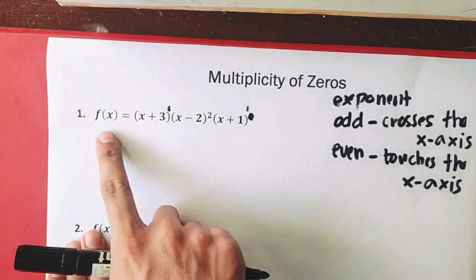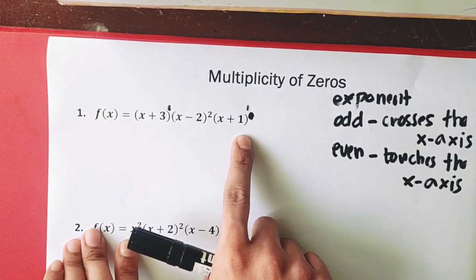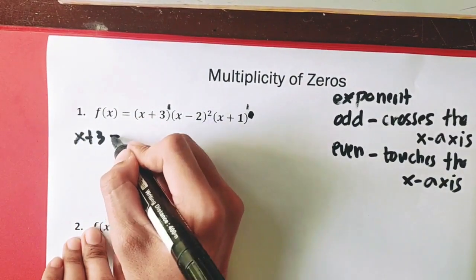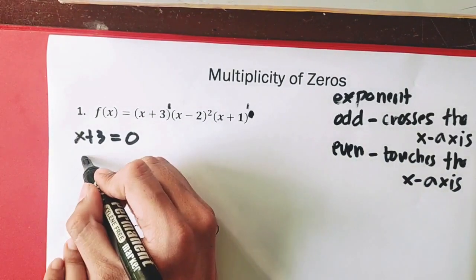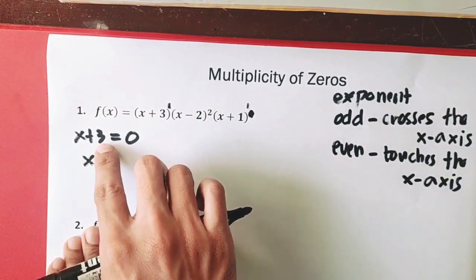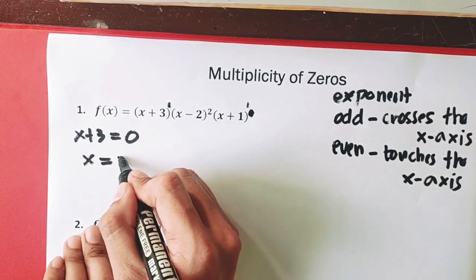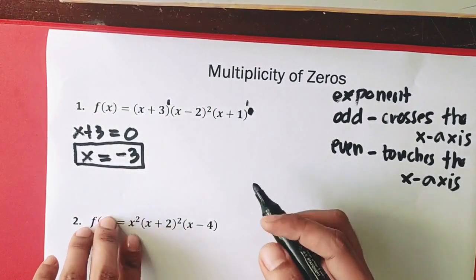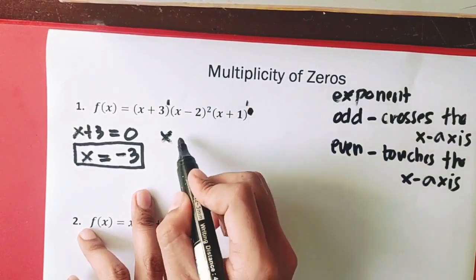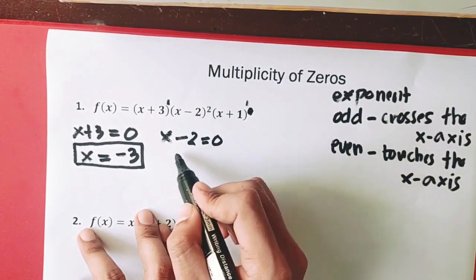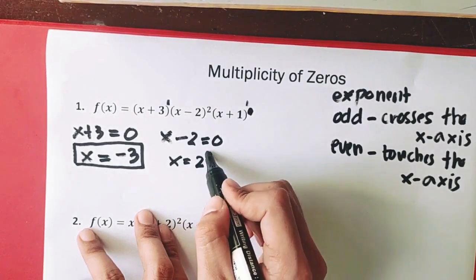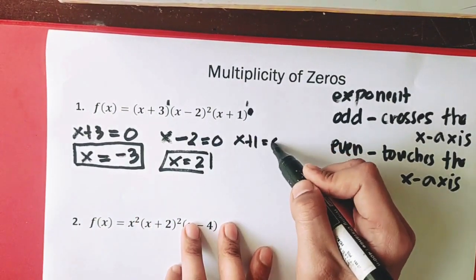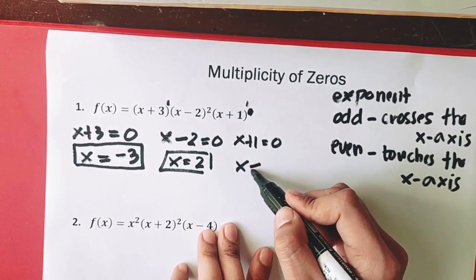So in finding the roots, if it is in factored form, you can easily get the roots. So x plus 3 equals 0, right? We transpose positive 3 to the other side, that is negative 3. So the root is negative 3. Next is x minus 2 equals 0. So x is positive 2. We just transpose negative 2 to the other side. Next, x plus 1 equals 0. Then x equals negative 1.